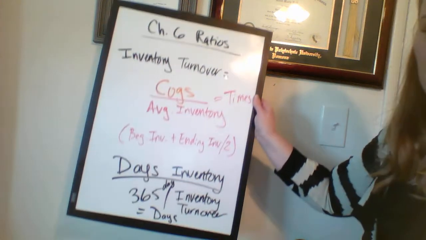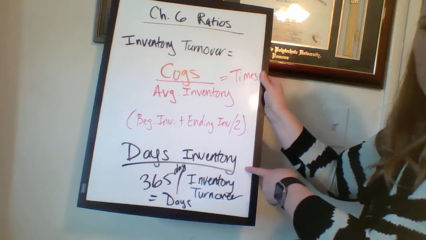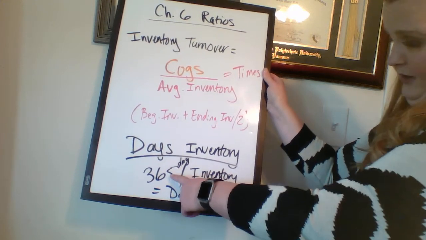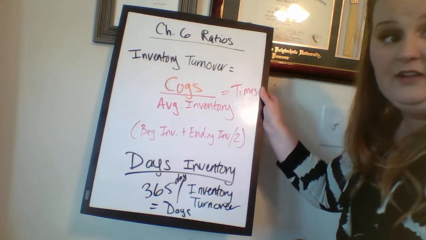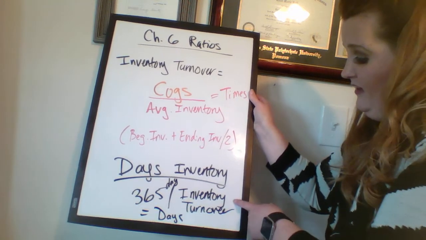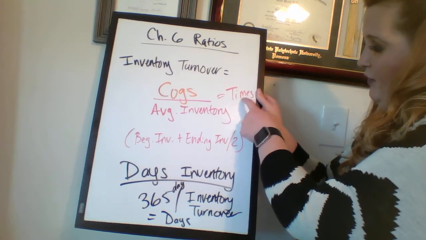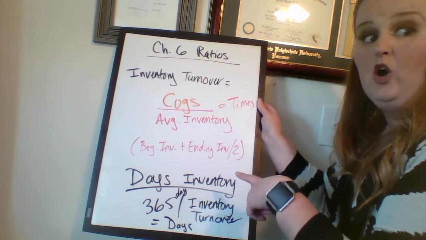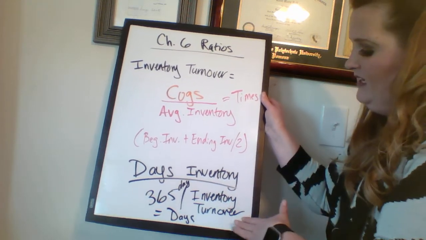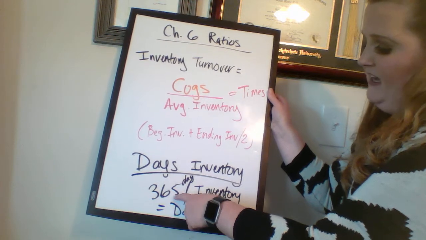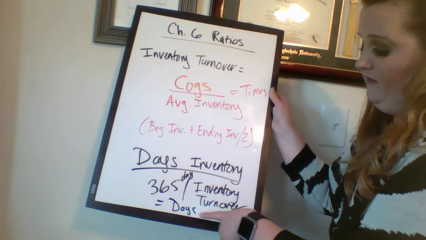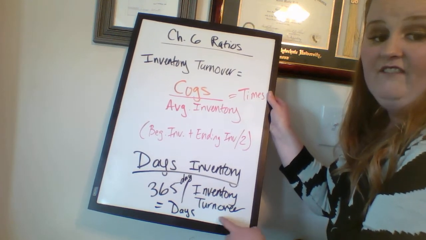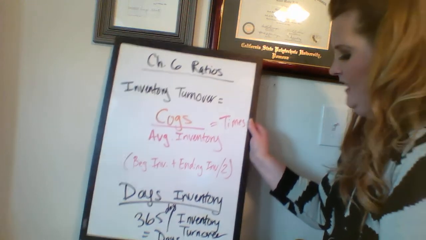I don't think you can see this very well. So days of inventory basically mean you take 365 days, because that's how many days there are in a year, divided by the inventory turnover, which you just got over here, which the answer in inventory turnover is how many times it turns over, right? So in this case, we take 365 days divided by the inventory turnover to figure out how many days that inventory is currently lasting you.